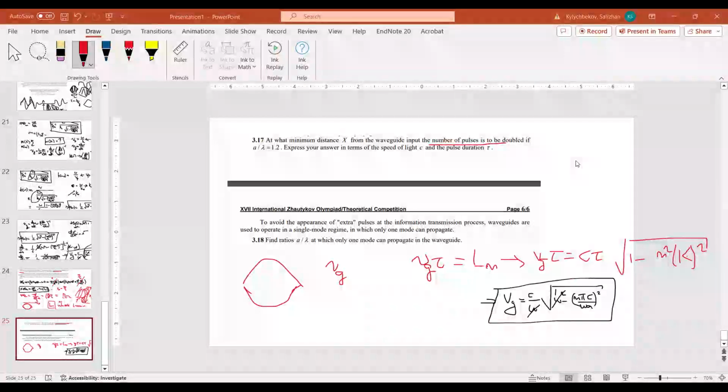How can I solve it? I'm just leaving it here. To avoid the appearance of extra pulses in the information transmission process, waveguides are used to operate in a single mode regime.